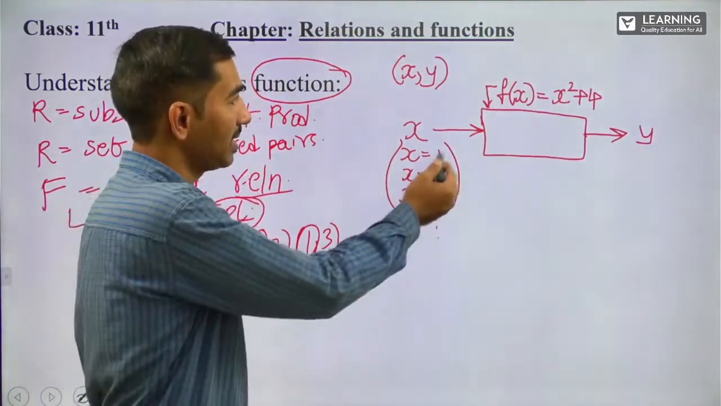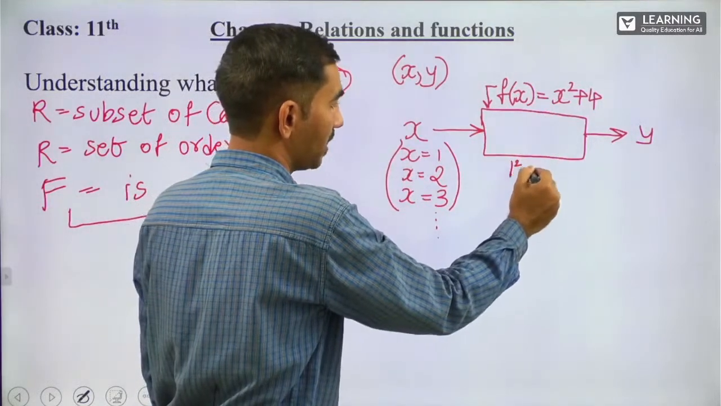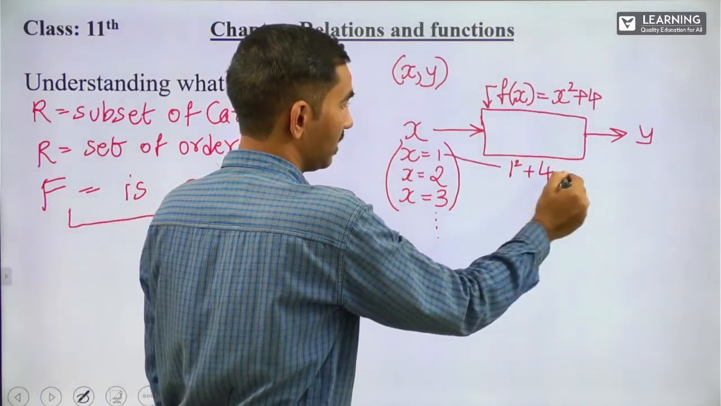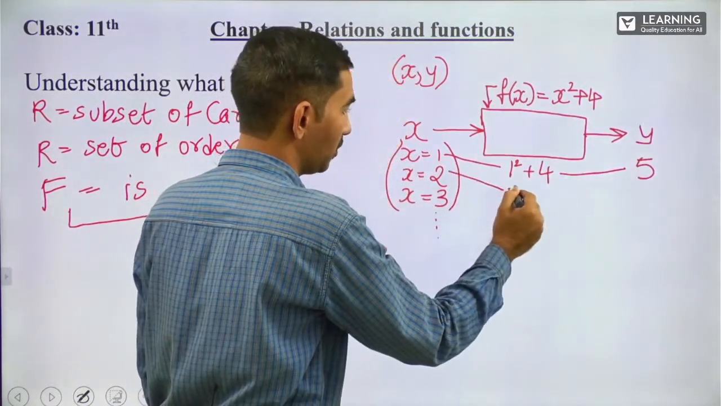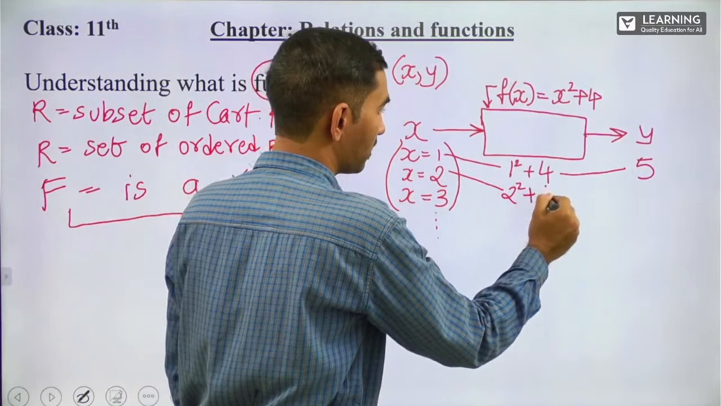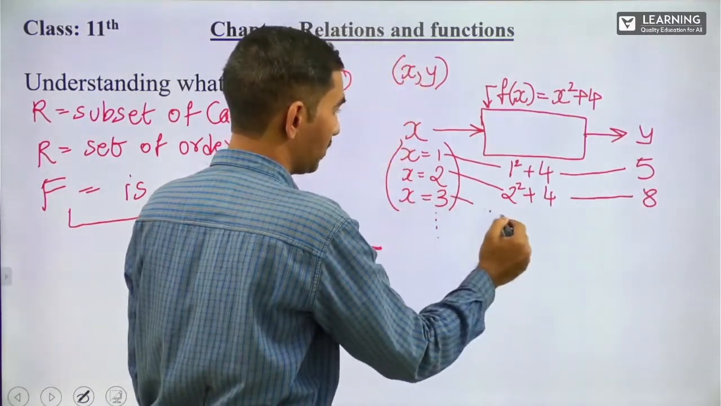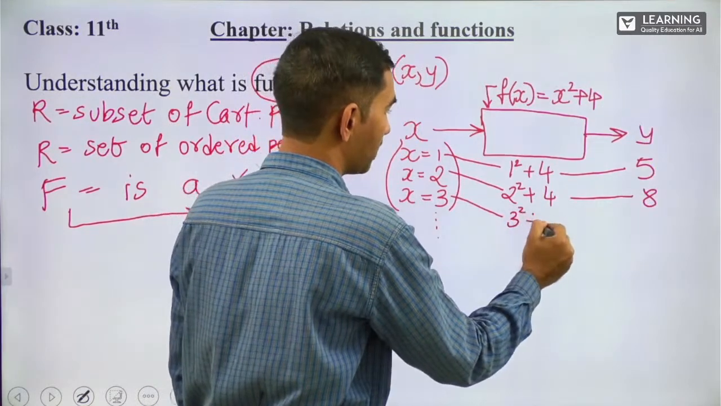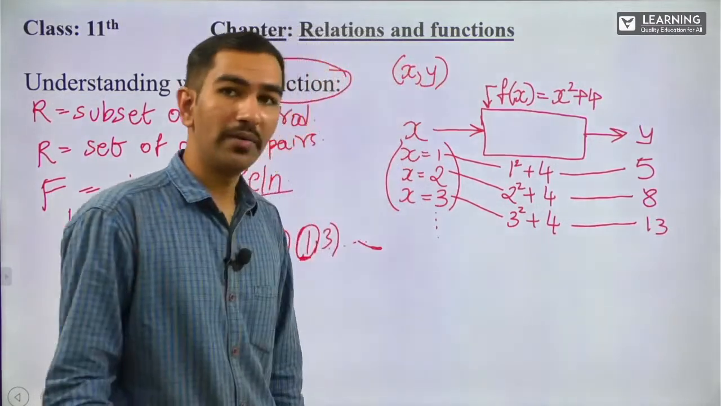Now, when x is equal to 1, in the place of x you put 1 square plus 4, correct? So you will be getting how much, students? 5. Similarly, you put x is equal to 2, that will become 2 square plus 4, which is equal to 8. And you put x is equal to 3, that will become 3 square plus 4, and you will be getting 13.